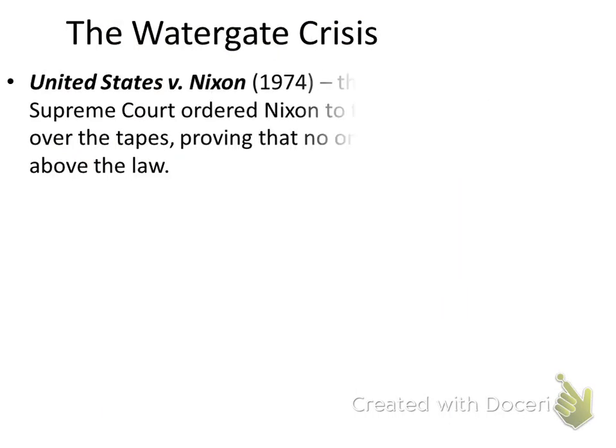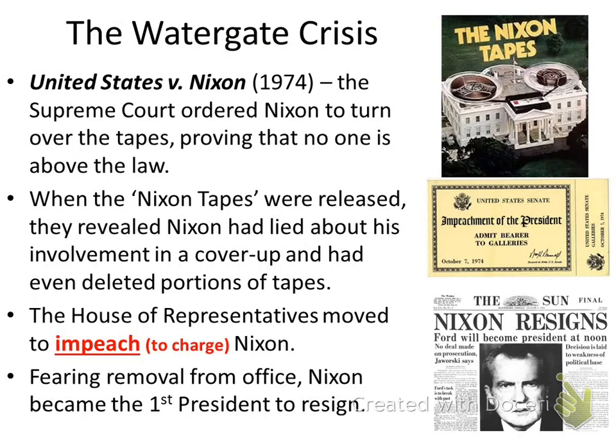Okay, we're down to about our last slide. The Watergate crisis continues. United States versus Nixon, 1974. The Supreme Court ordered Nixon to turn over the tapes, proving that no one is above the law. And this is a good thing that came out of it. When the Nixon tapes were released, they revealed Nixon had lied about his involvement in a cover-up. Now, again, in the cover-up only. He was not part of the initial break-in, but he did participate in the cover-up.